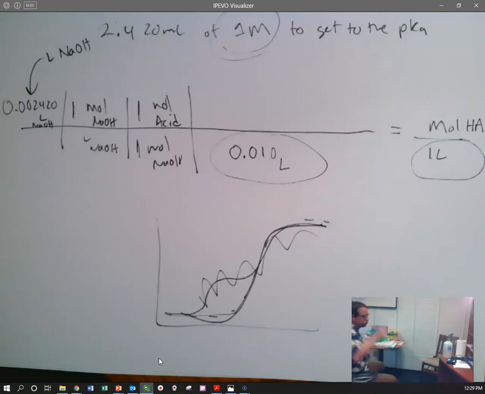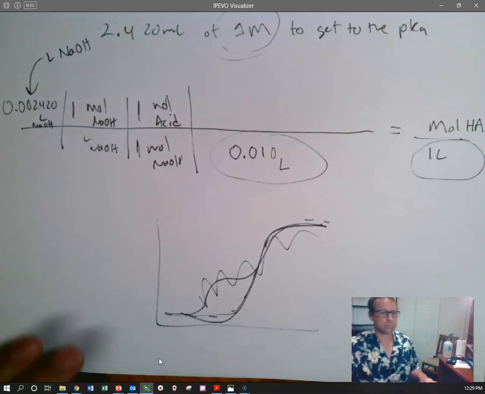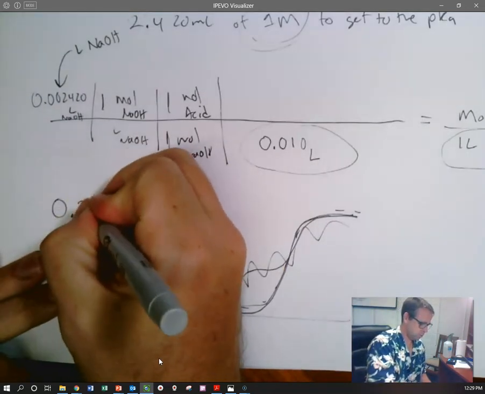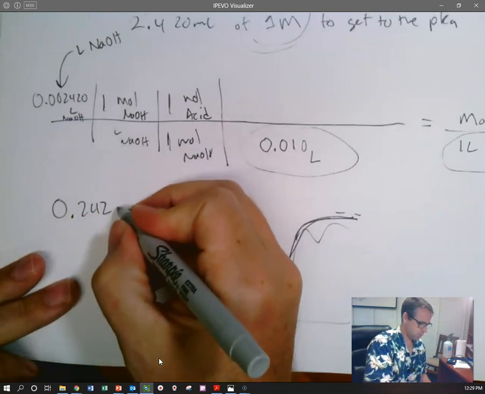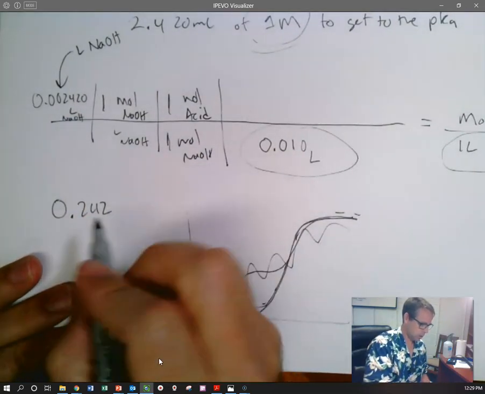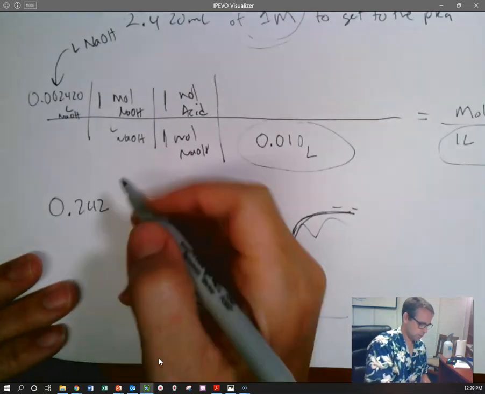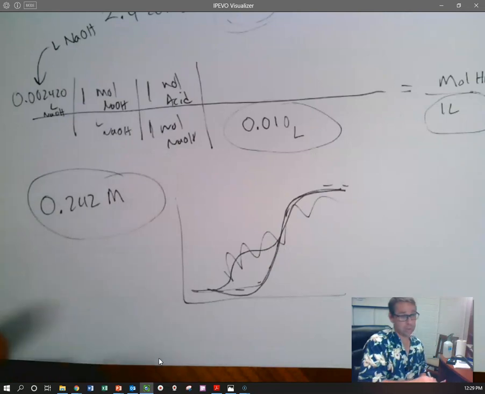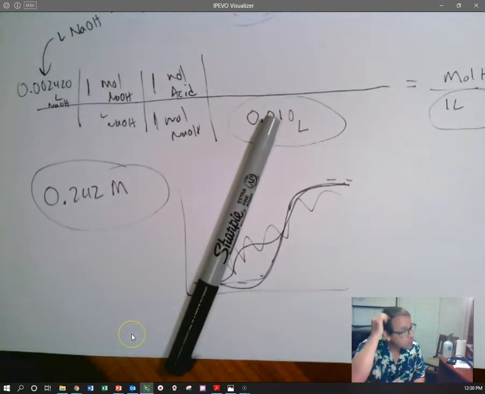I got 0.242. Any other significant digits? No, just that many, because I think it just carries from the first unit. Okay. Well, should we give it a try? Why don't you go back there and give it a try? Okay.